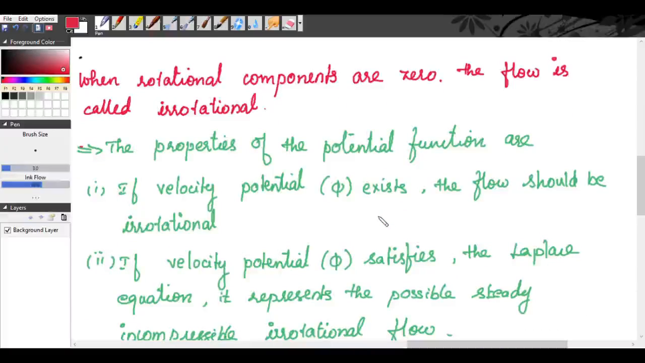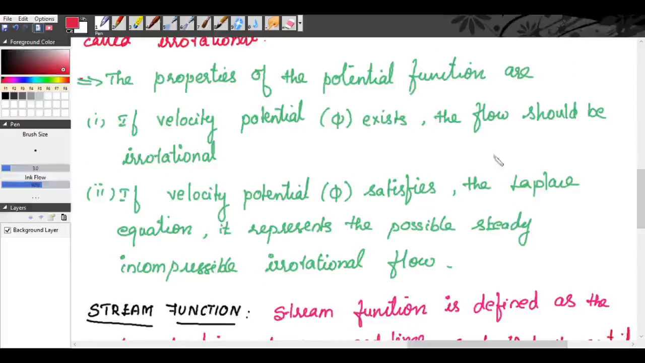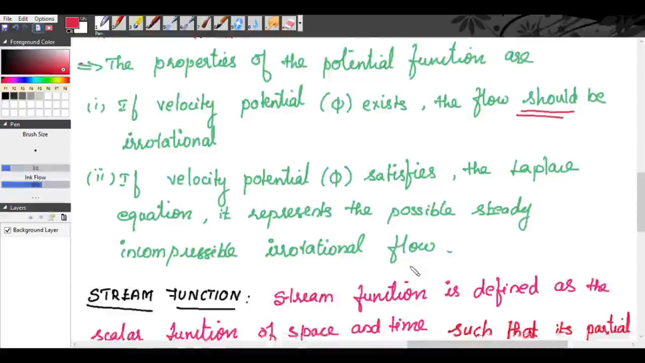So the properties of the potential function are, if the velocity potential pi exists, the flow should be irrotational, and if the velocity potential pi satisfies the Laplace equation, it represents a possible, steady, incompressible, irrotational flow. Okay, so if you have the velocity potential function for a flow field, that means your flow is irrotational. It does not have any rotation. The flow is irrotational. Now we will move on to our next concept, that is called stream function.